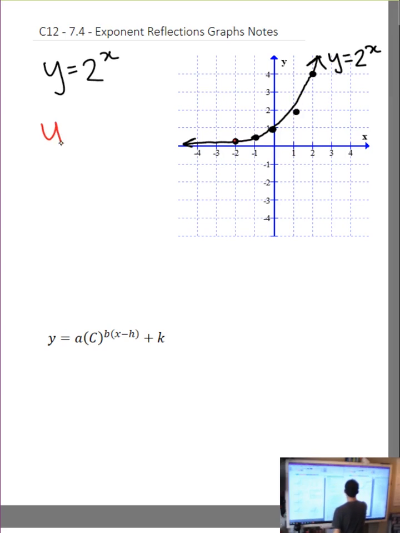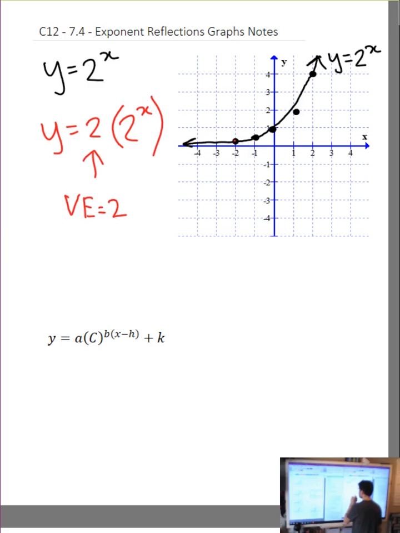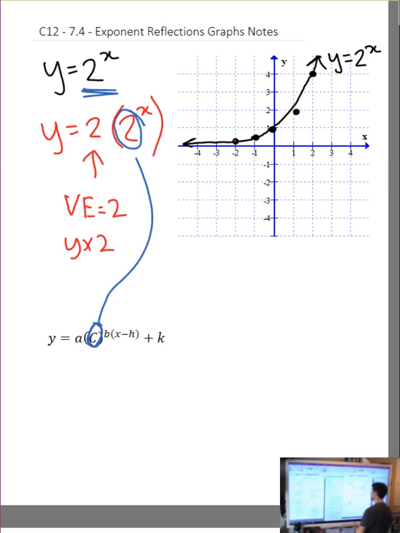Okay, let's do y equals 2 times 2 to the x. Now, this is in front. This is a vertical expansion equal to 2. That means that we're going to be taking the y values and timesing them by 2. Now, don't get confused with this 2. That is the base function. That does not affect the base function. That is our c value that tells us what the original looks like and what transformations to do.